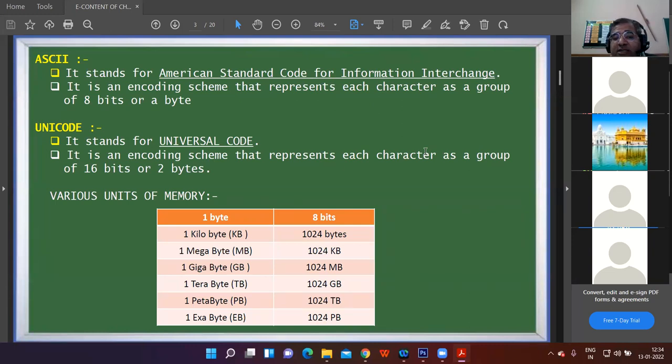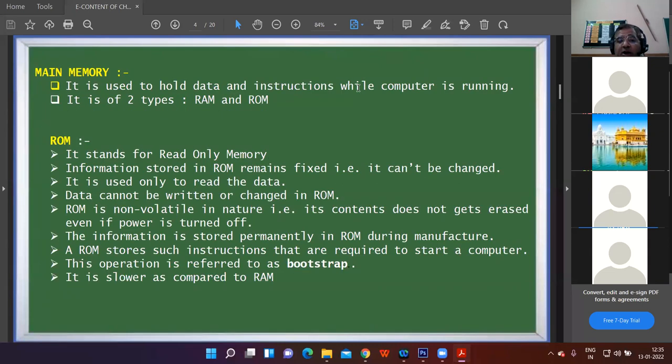Then there is the universal code, Unicode. It is also an encoding scheme where each character is represented as a group of 2 bytes. 2 bytes means 16 bits. Am I clear? All right.